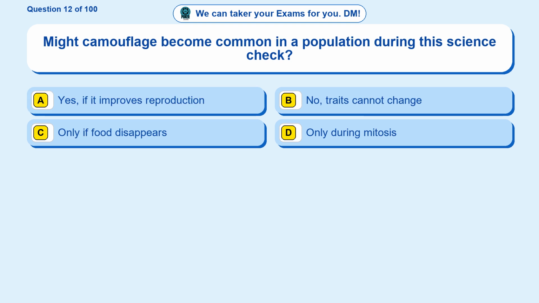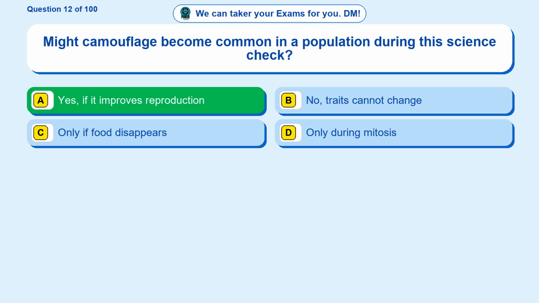Question 12. Might camouflage become common in a population during this science check? Option A. Yes, if it improves reproduction. Option B. No, traits cannot change. Option C. Only if food disappears. Option D. Only during mitosis.